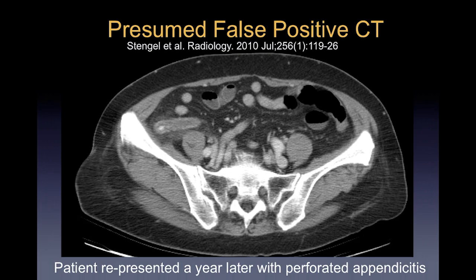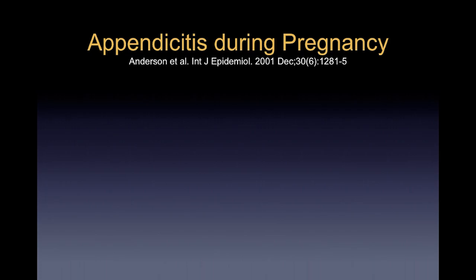So again, when these weird circumstances come up, where you're convinced that the scan is appendicitis and the surgeons are convinced that it's not, please suggest to them that this must represent a case of chronic or recurrent appendicitis, and the patient should still have an appendectomy. It just can be delayed. It doesn't have to be in the acute setting.